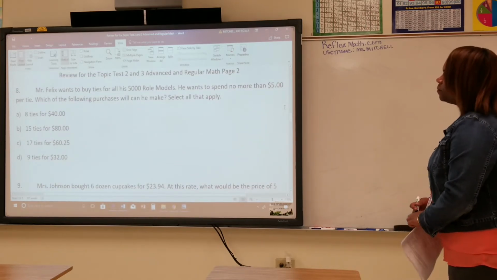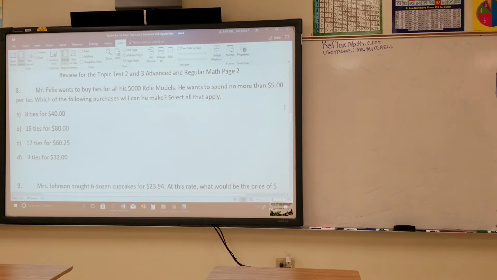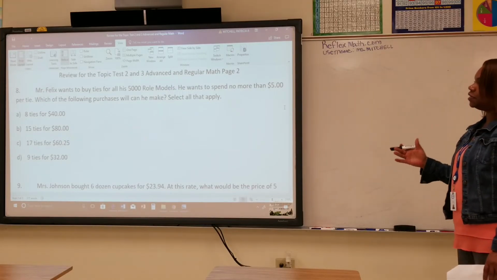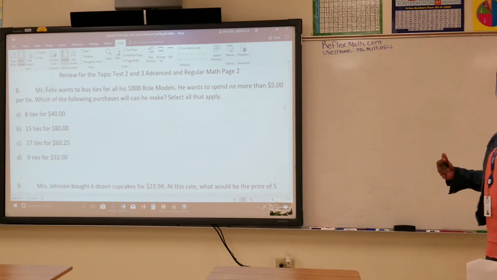All right, number 8. Mr. Felix wants to buy ties for all his 5,000 role models. He wants to spend no more than $5 per tie. Which of the following purchases can he make? It's supposed to say can he make, I'm sorry. Select all that apply. All right, so he wants to spend no more than $5. That means that he wants to spend $5 or less. So they said, which of the following purchases, A, B, C, or D, can he make? We're going to select all that apply.